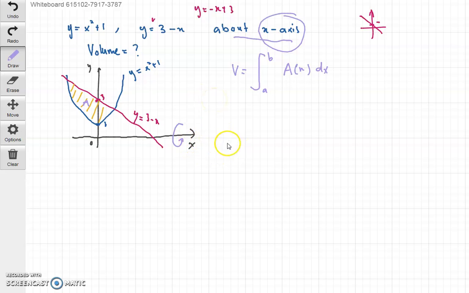Alright, so here let us try to deal with the slicing part. Since we rotate it about the x-axis, your slicing part should be perpendicular to it, which means it should be a vertical slice. So now let us try to slice it vertically. You can slice it anywhere as long as it is within the shaded region. So let's say I try to slice it somewhere here.